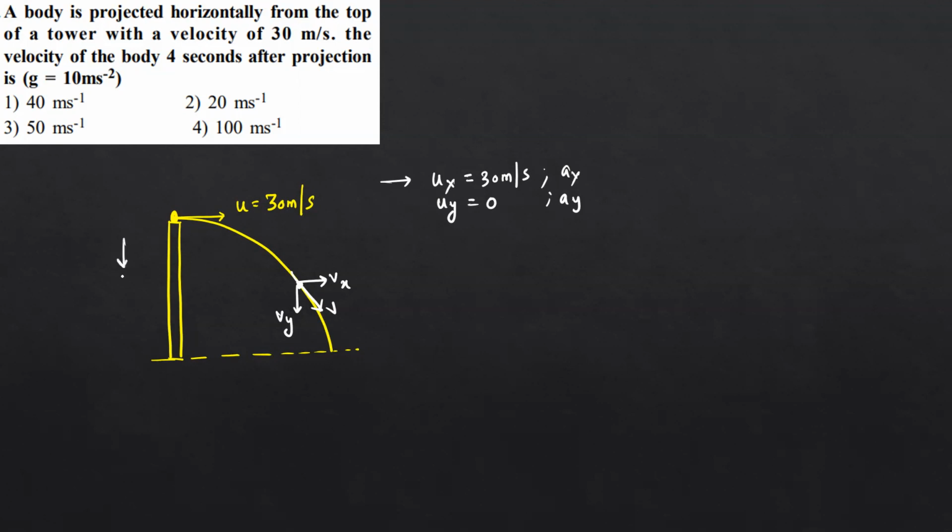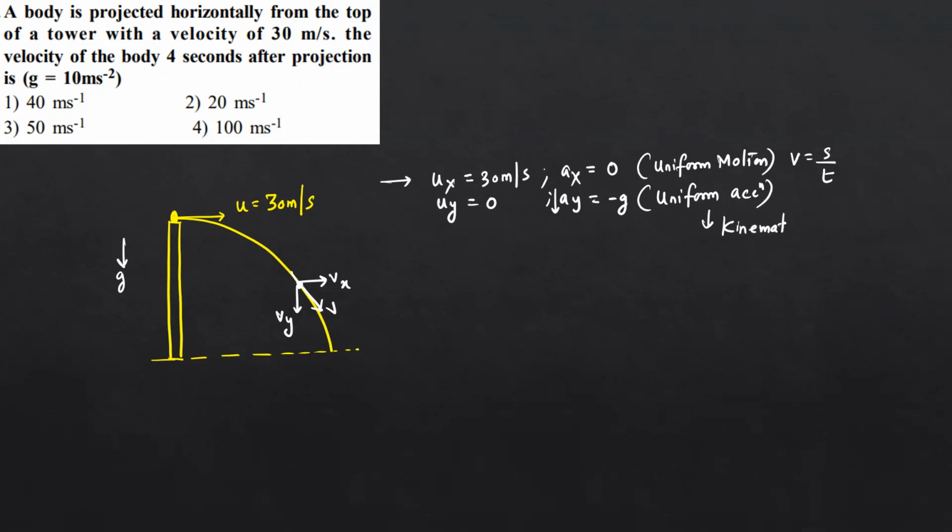Here, the only acceleration is gravity, which is along the negative y-axis. So ay, since it is downward, is minus g, and there is no acceleration along the x-axis. Therefore, acceleration along the x-axis is 0. Therefore, the motion along the x-axis is uniform motion, and along the y-axis, uniformly accelerated motion. Acceleration is constant along the y-axis. Now, what is the equation that we can apply along the x-axis? V equals S by T. And what equations can we apply along the y-axis? All the kinematic equations can be applied.